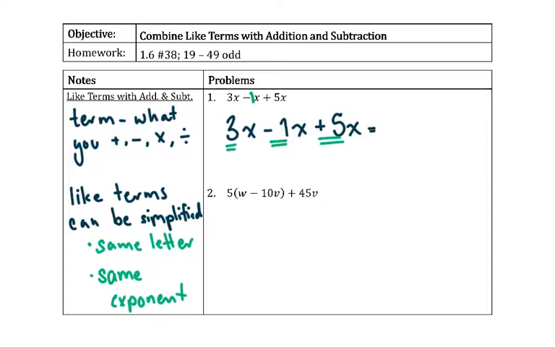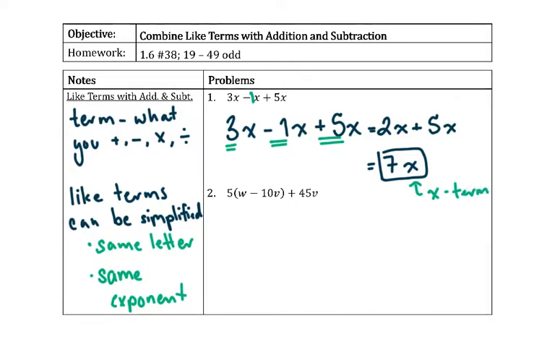We are going to say 3 minus 1 is 2, so 3x minus 1x is 2x plus 5. And then 2x plus 5x is 7x. So you'll notice at the end, we have a fully simplified single term, or one for each type of term, and that the type of term is the same. So we started with x terms, and then we still have just x as our one type of term.